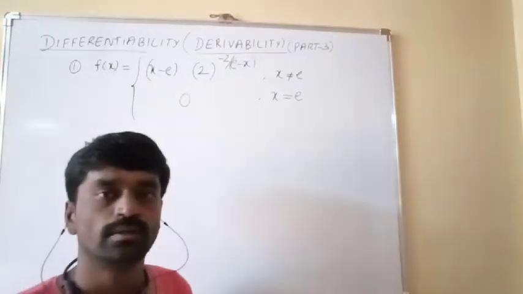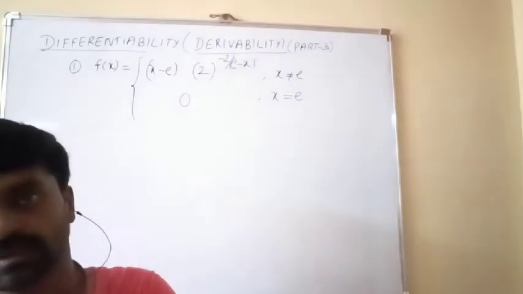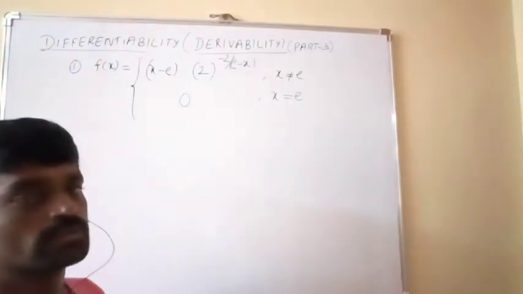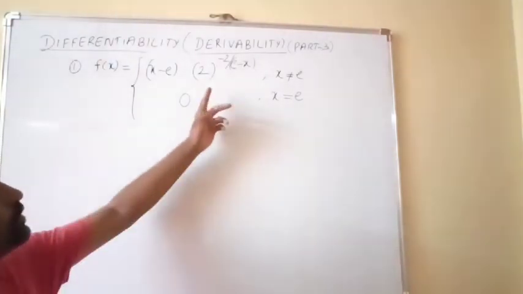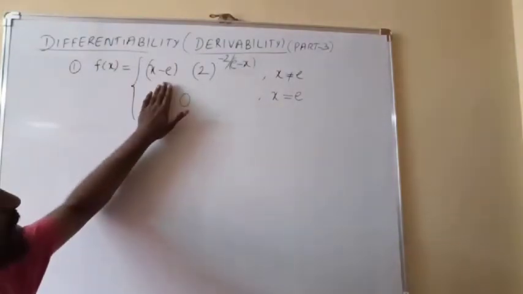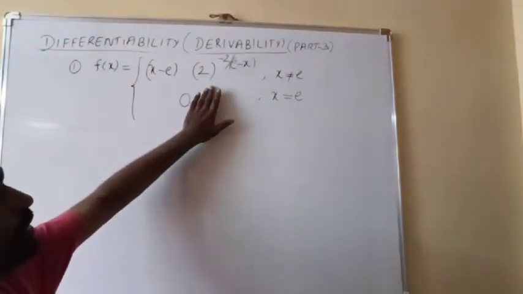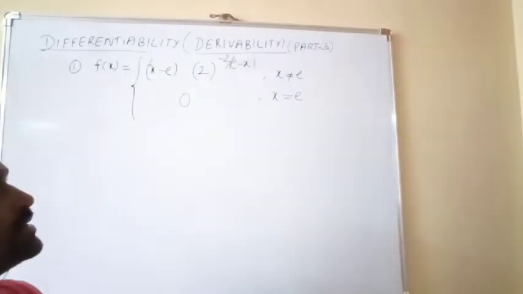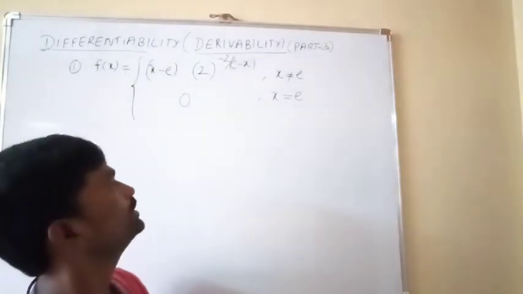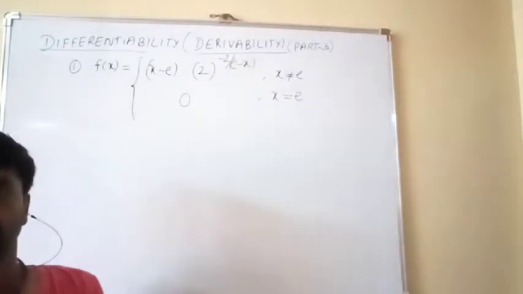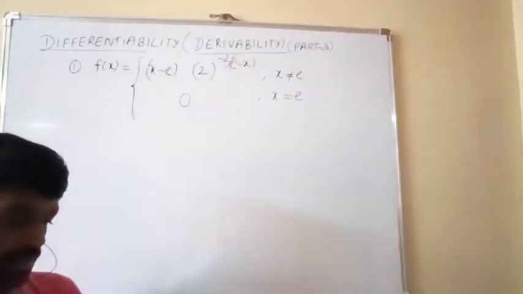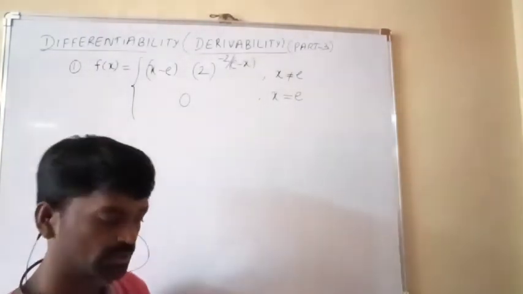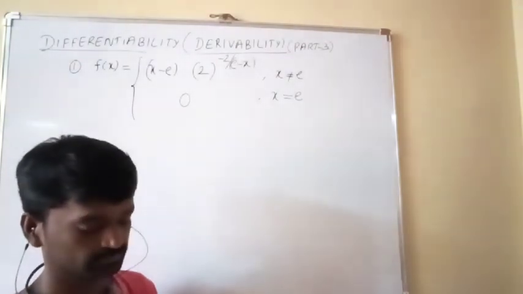So, differentiability part 3. This is the problem. f(x) = (x - e)·2^(-2/(e - x)) when x is not equal to e, and is 0 when x is equal to e. We have to check the differentiability of this function at x = e.